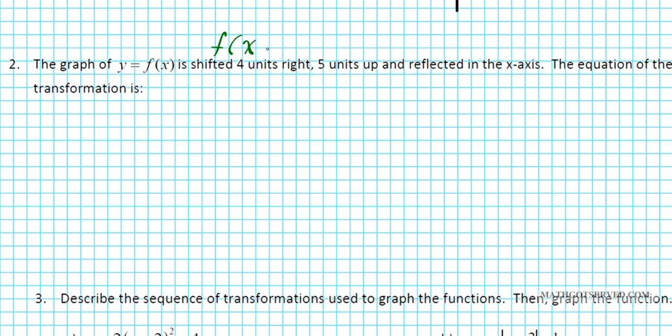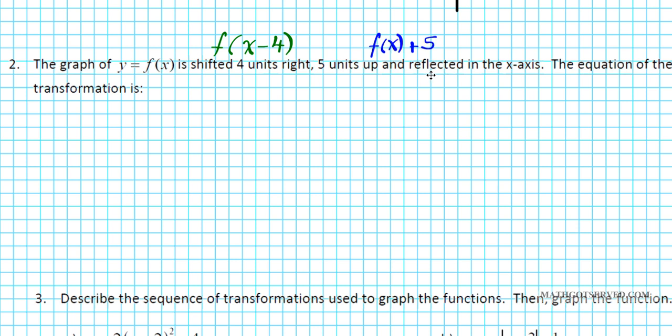4 units right is going to be f of x. Now, when you're dealing with horizontal translations, horizontal shifts, it's opposite. So going to the right is going to be minus 4. So f of (x minus 4) is the shift to the right. Now 5 units up, what is that? Up is plus 5. When you're shifting vertically, you simply follow the direction of the number. Up is positive, down is negative.